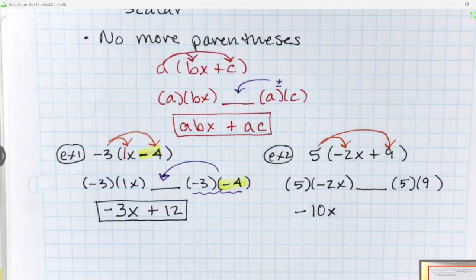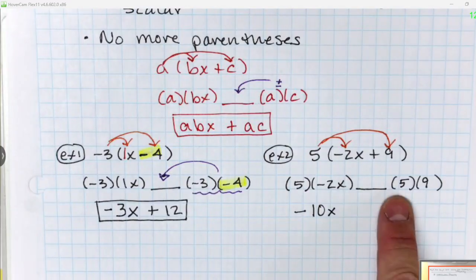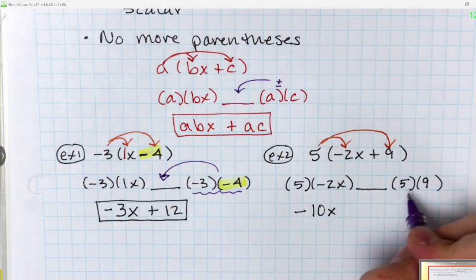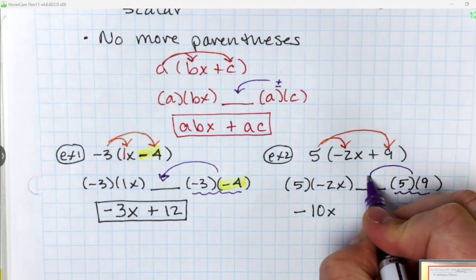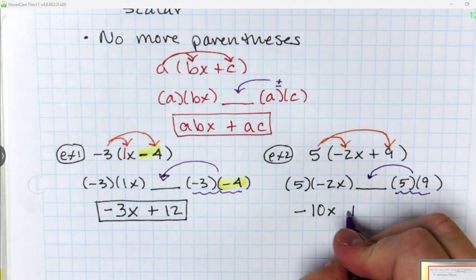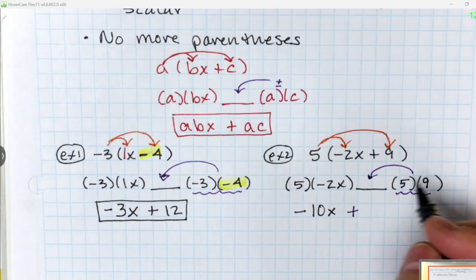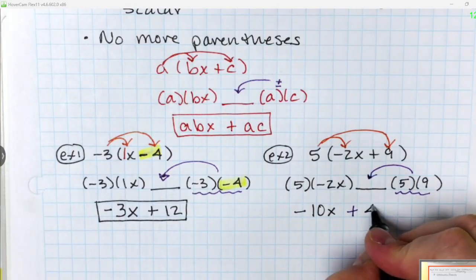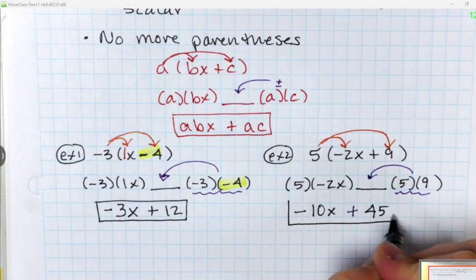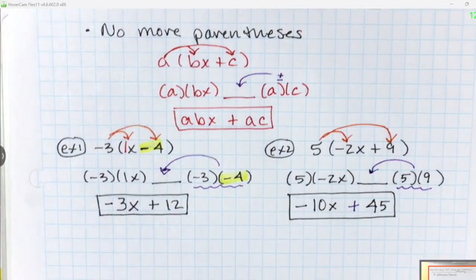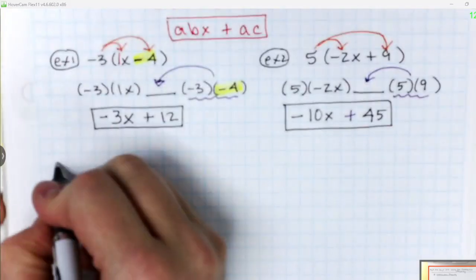Tag the x. Now, for the 5 and the 9, they're both positive. So a positive times a positive is a positive. We're going to get a plus. And then 5 times 9 is 45, and you are done. All right, let's do another example.